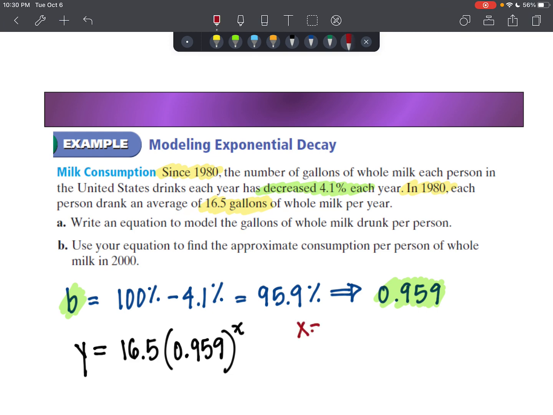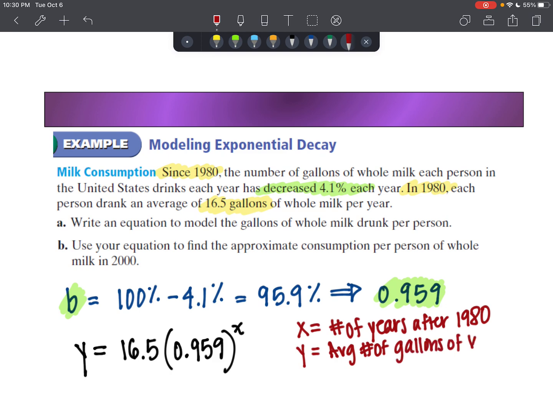What does x stand for? X is the number of years after 1980, and y is equal to the average number of gallons of whole milk drunk per person per year. So there's our A.